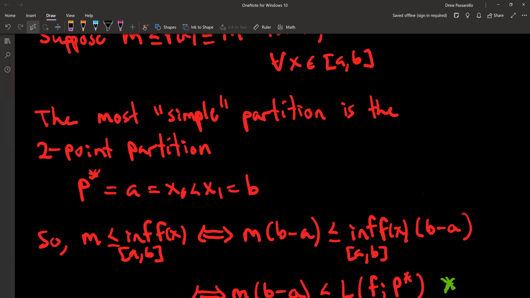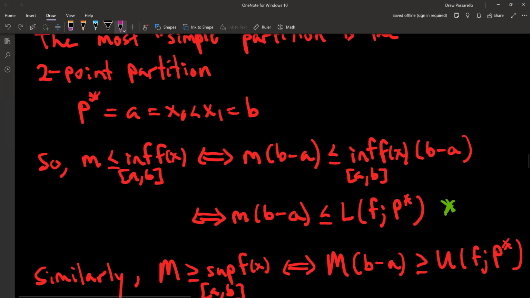That's if and only if little m times b minus a is less than or equal to the infimum of the function on [a,b] times b minus a. Well, that's the same as little m times b minus a less than or equal to the lower sum of our partition, the 2-point partition P star. And I labeled it with a green star because we're going to use this.